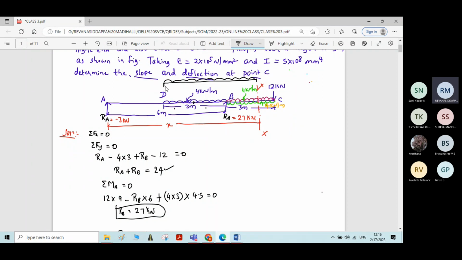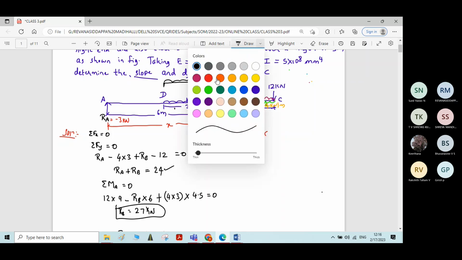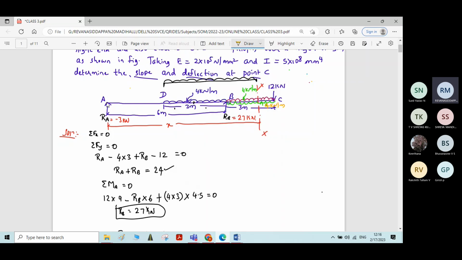What is the length here? Length from here to here, students. I want the length from here to here. How will you find it, in terms of x? See here, the remaining distance is how much? Total from A to B, total length is 6 meter. D to B is 3 meter. What is the distance between A and D? It is 3 meter. Correct. So the length of this UDL is x minus 3. Length of the portion of UDL from point D to the section XX. You are taking the moment of the portion of the UDL from the point D to the section XX, about the section XX.